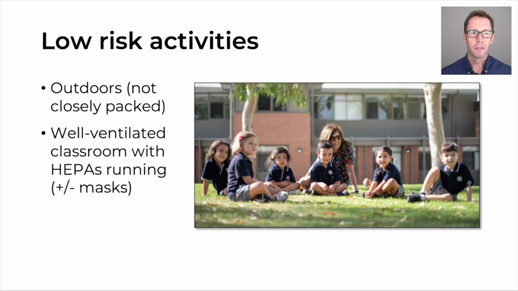If we look finally at low-risk activities, there are 2 obvious categories of activity that are pretty low risk. The first is anything that's outdoors where you don't have large numbers of students closely packed together. And the second one is well-ventilated classrooms with HEPAs running. So we know that a well-ventilated classroom reduces the risk of long-range transmission. HEPA filters further reduce that long-range risk. Mask wearing will reduce the short-range transmission risk, as will social distancing. But these are really the 2 categories of activities that we know for a fact are very low risk.